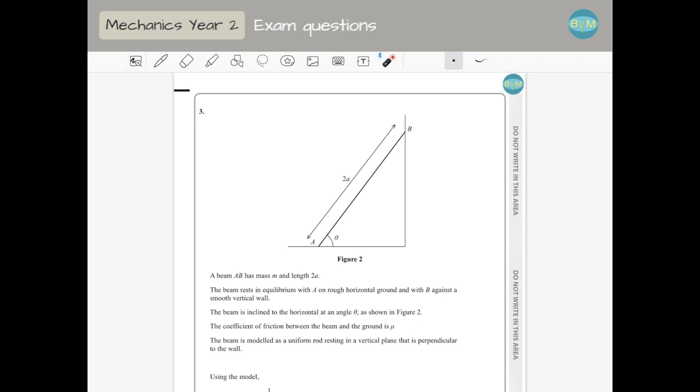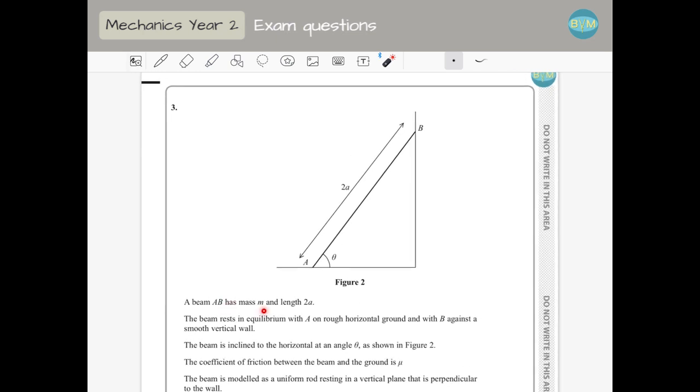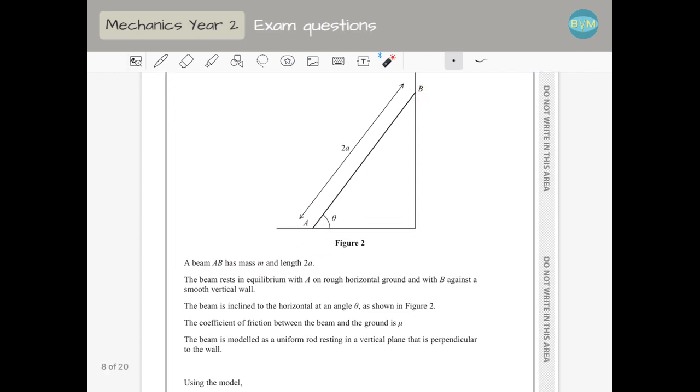Hello, this is question 3 on your mechanics paper from Edexcel, November 2021. You have a beam AB, of mass M and length 2A, resting in equilibrium with A on rough horizontal ground and B against a smooth vertical wall. The beam is inclined to the horizontal at an angle alpha, and the coefficient of friction is mu. The beam is modeled as uniform, resting in a vertical plane that is perpendicular to the wall.